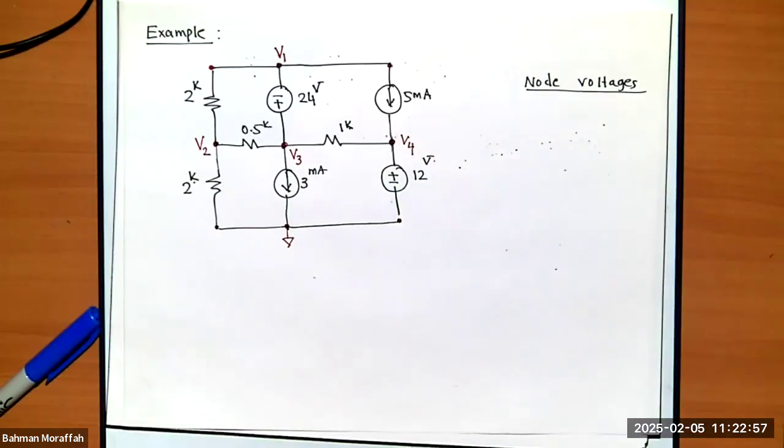Do I have any other node in this circuit that I haven't labeled? No, I accounted for everything. What is the third step? To write KCL for every single node that we have, right? Let's start at node 1.